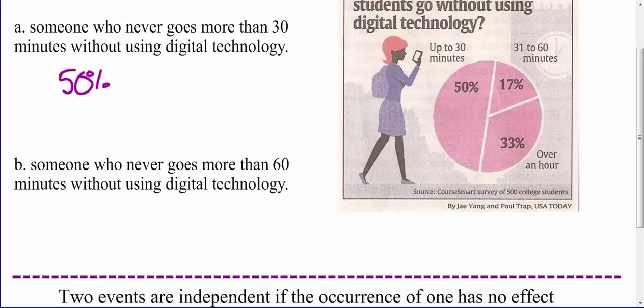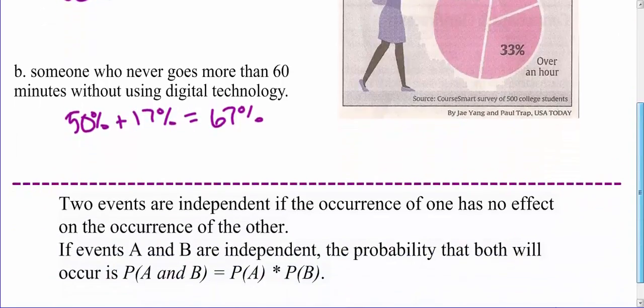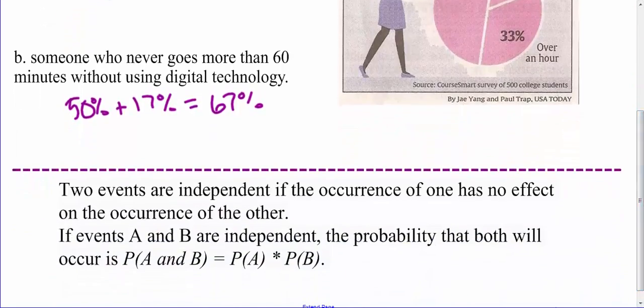All right, someone who never goes more than 60 minutes. Well, that would be 50 and the 17%. We can basically just add those together, and we have our total 67%. File that under, did you really need to teach that, Hale? Think we had it down already.